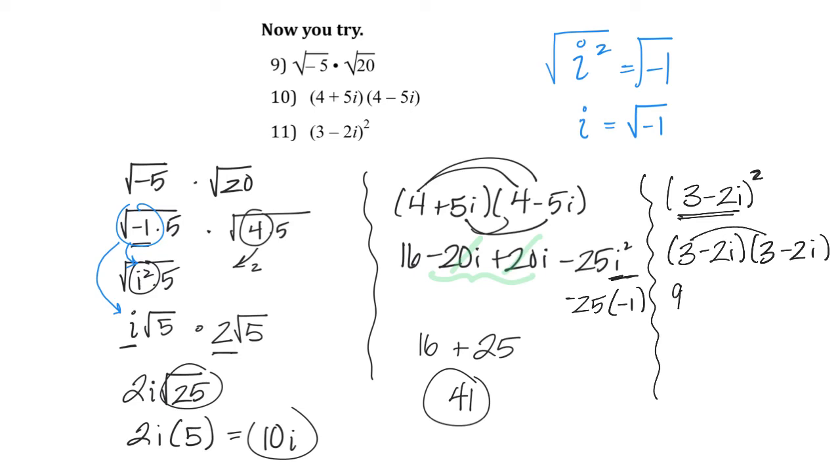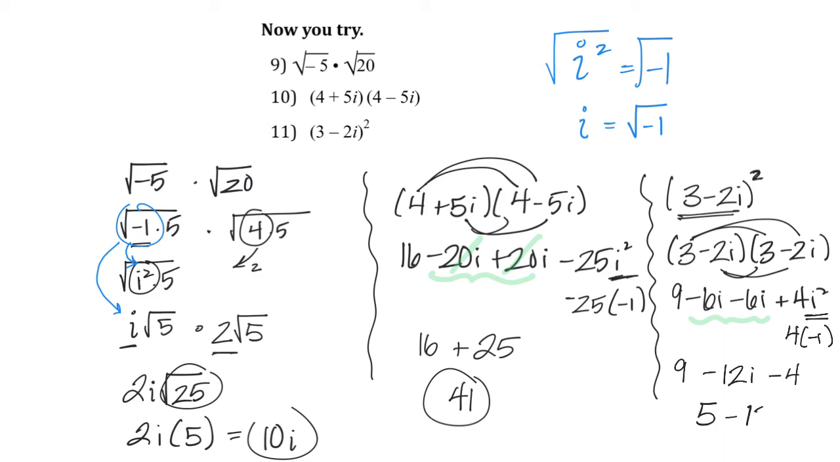3 times 3 gives me 9. Minus 6i, minus another 6i. Negative times a negative is a positive, so 4i squared. This time, these guys do not drop out because they are both negative. However, I do again see that i squared, so I'm going to have to make a substitution there. This would be 4 times -1. So to clean this up one more step, I have 9 minus 12i minus 4, or 5 minus 12i.